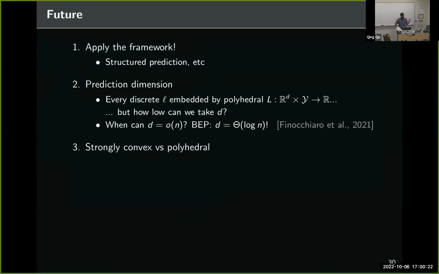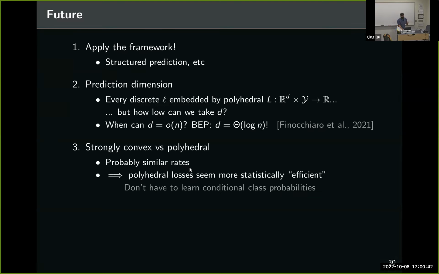More broadly, there are some very interesting questions about strongly convex surrogates versus polyhedral surrogates. I've been talking mostly about polyhedral, and there are some benefits there. Strongly convex surrogates typically give you fast convergence rates. But probably once you translate to target rates, because as I mentioned, the fast rates slow down when you translate them to the target, they're probably pretty similar. But there are reasons to think that polyhedral losses might be more statistically efficient in some sense. So I think that's a really interesting question to explore.